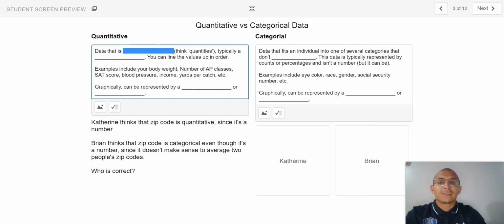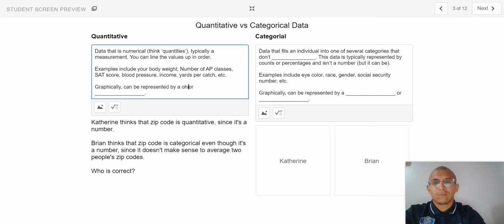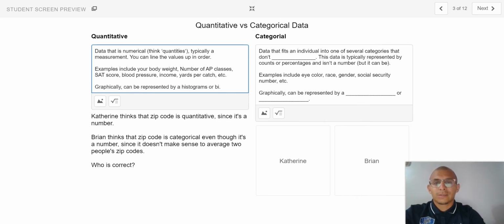Data that is considered quantitative is data that is represented numerically. Think of quantities, typically a measurement. Oftentimes, we can line the values up in order. Examples include your body weight, number of AP classes, SAT scores, blood pressure, etc. And we can use histograms or box plots to represent quantitative data.